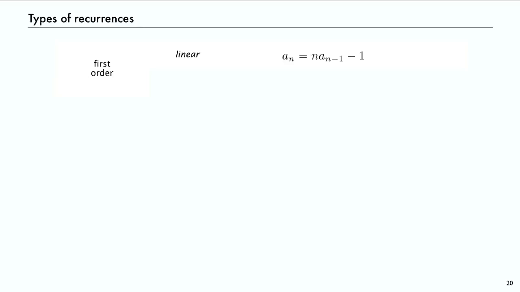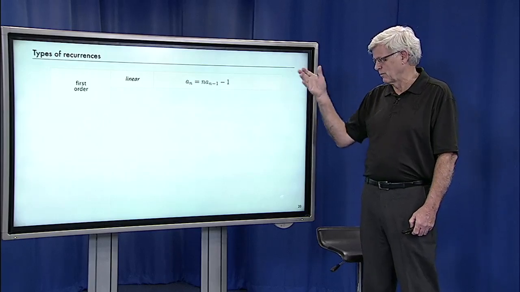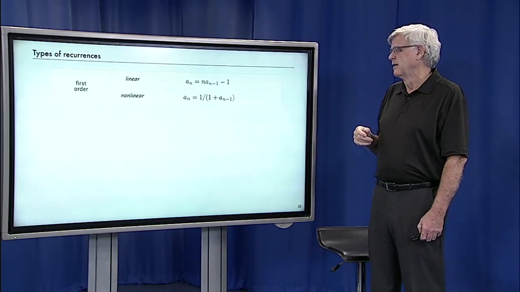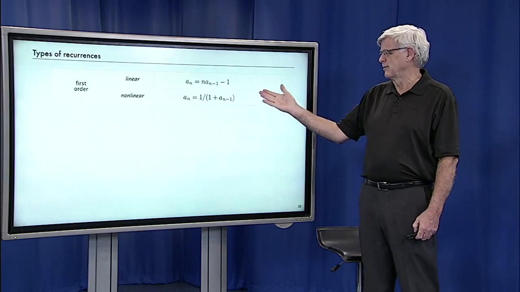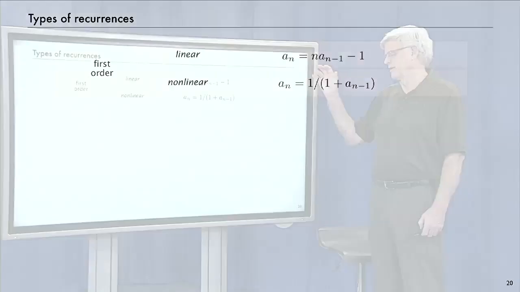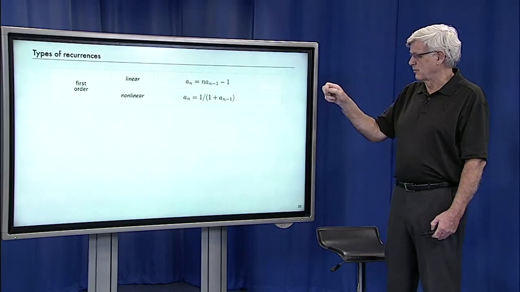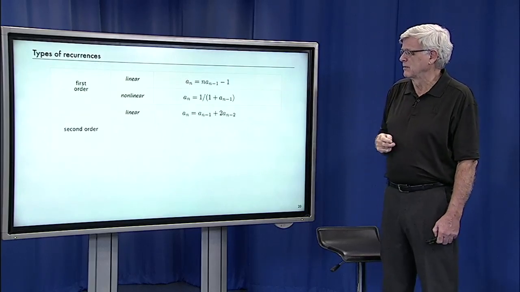Linear just means that we don't multiply a sub n times a sub n minus 1 or anything like that. We just use coefficients that are not involving our unknowns. First order means that on the right hand side we just have one term, the a n minus 1. So here's nonlinear, where we're dividing a n minus 1 into a constant. That's not just a linear combination of it, it's dividing. So it's first order nonlinear, and actually we'll talk about that one.